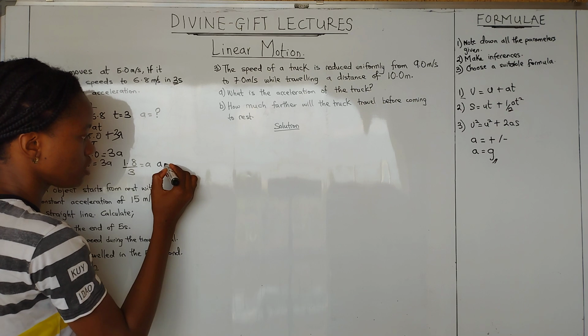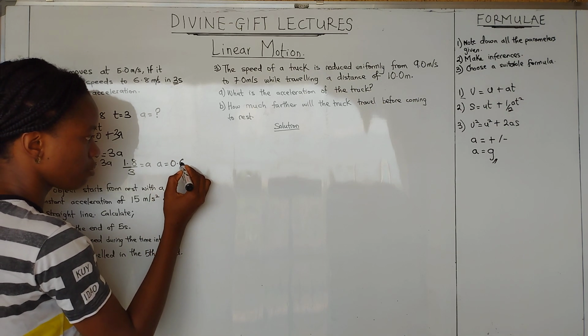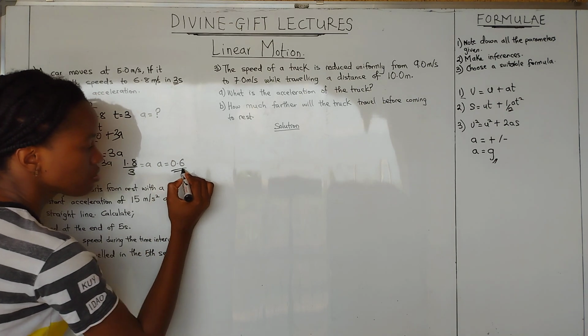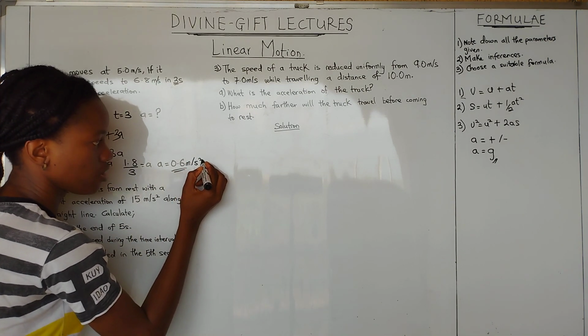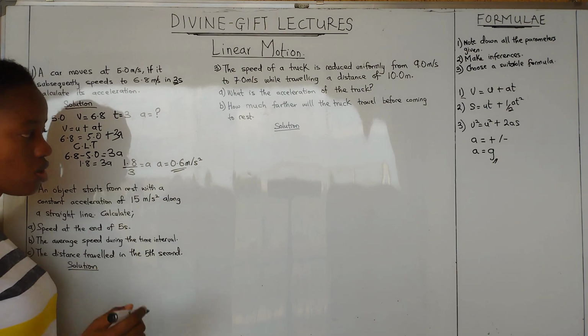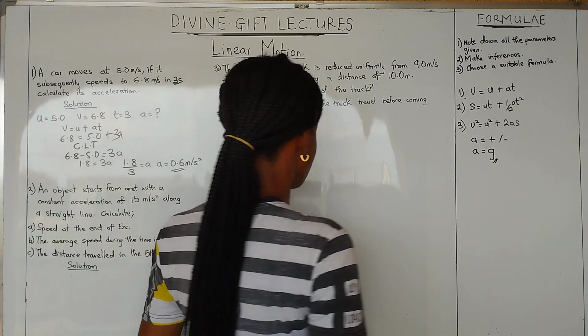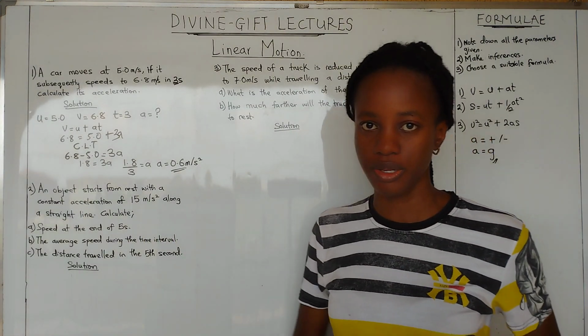this will give us what? A is equal to 0.6. Remember, something is missing here. You have to put the units, meters per second square. So please note, your unit is always important. So that's the answer to question number 1.